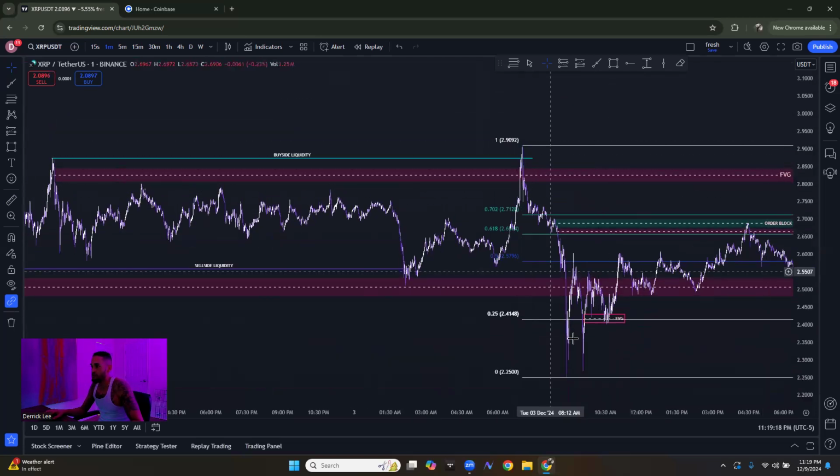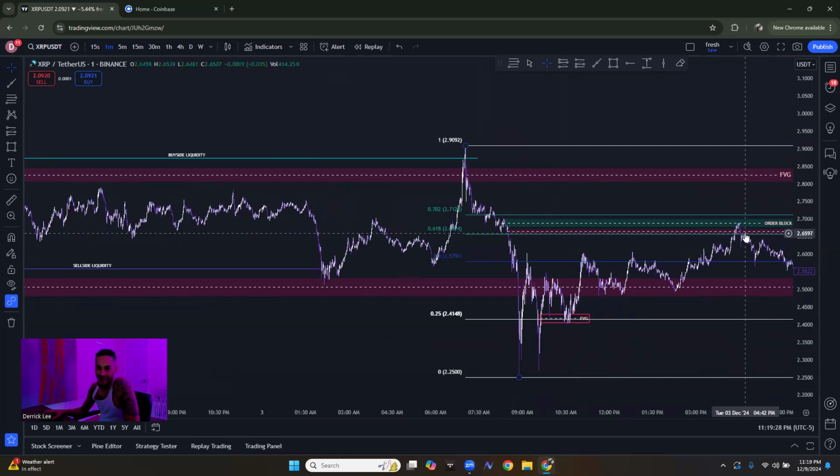Now we have this as our range, okay? What did price do? Pulled all the way back to 60 to 70% off, like it's supposed to, because the algorithm runs the market. I don't care if BlackRock drops $9 trillion in this market. It's still gonna offer algorithmic delivery. It runs exactly to 60 to 70% off into this order block.